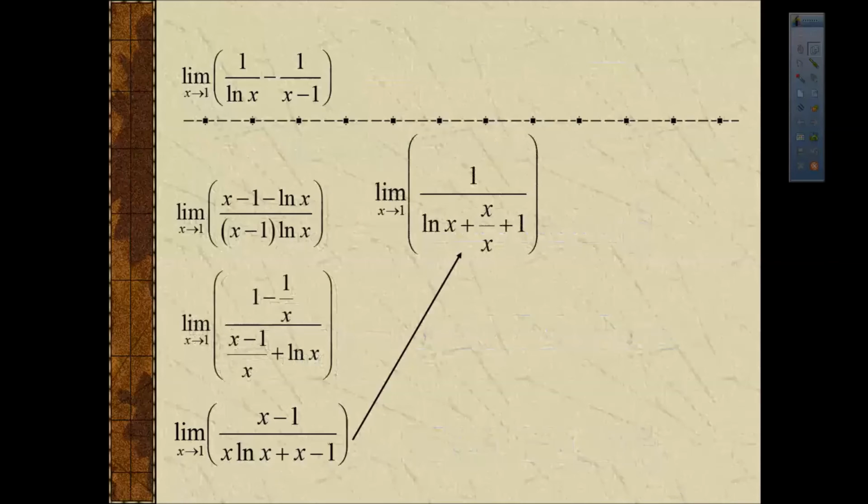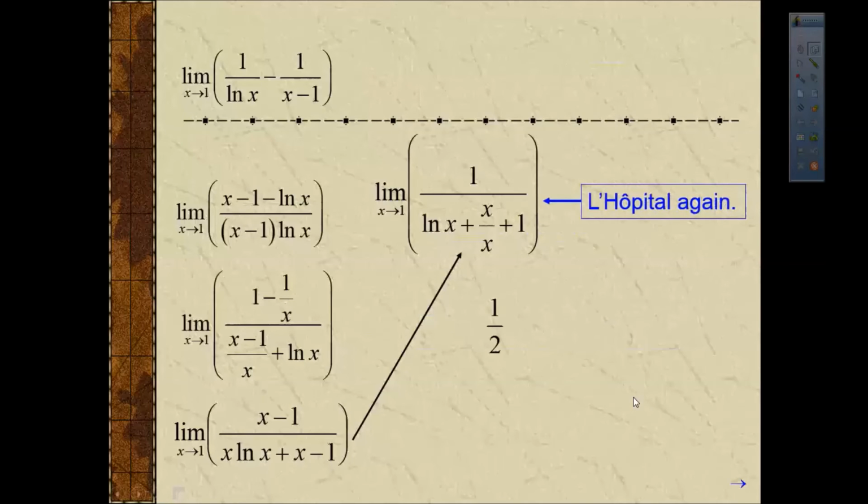Now let's try direct substitution one last time. Let x equal 1. Numerator, of course, is 1. Denominator is 0 plus 1 over 1 plus 1. That's 1 over 2.